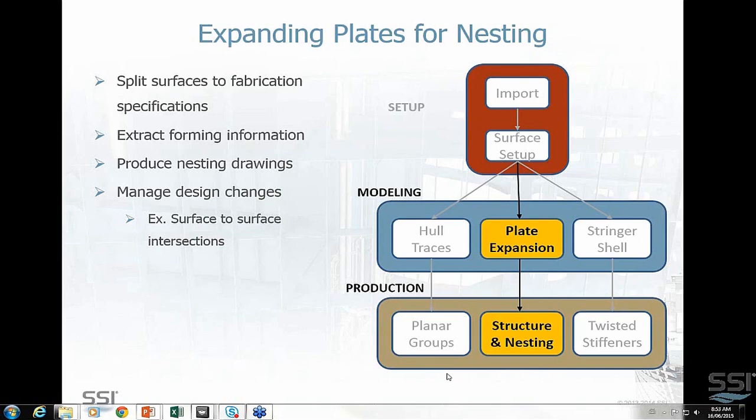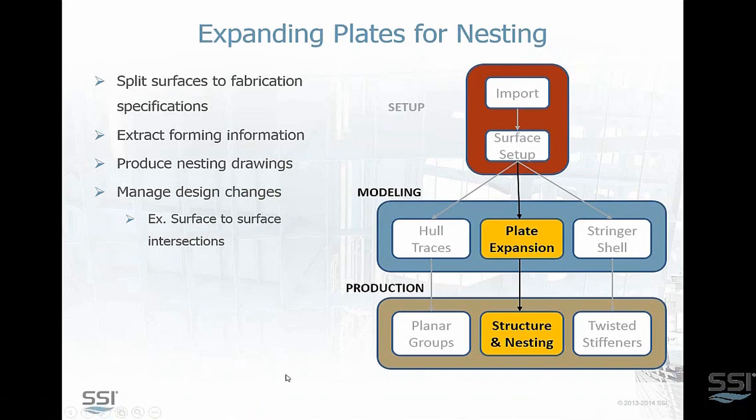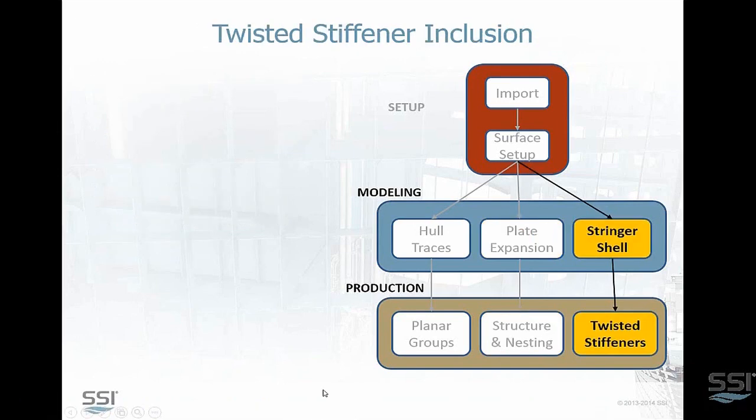And now we've created hull traces or exported the hull traces to planar groups. We have expanded plates and into structure and nested them, and now we're going to create a stringer shell. And from that stringer shell, we will create a twisted stiffener.